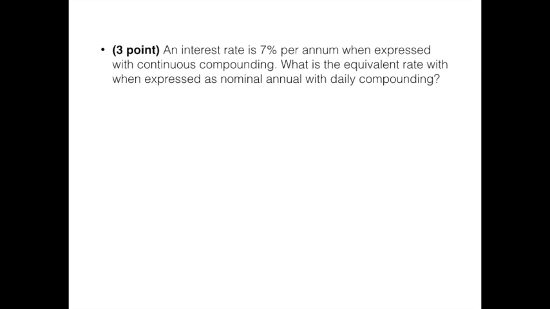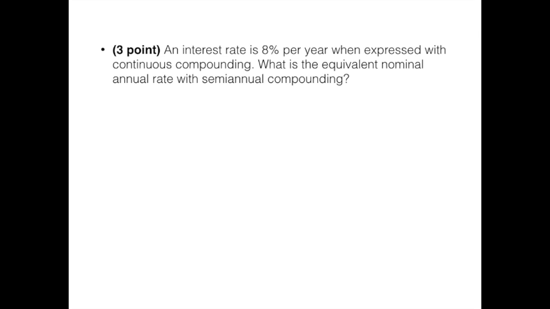Okay, then again we talk about a little bit about conversion of units, understanding the units of interest rates. So an interest rate is 7% per year when expressed with continuous compounding. What is the equivalent rate when expressed as nominal annual with daily compounding? So the rate with continuous compounding gives you the same amount as the rate expressed with daily compounding. If you solve this equation, this will be the answer to your problem. And you see, they are very, very similar.